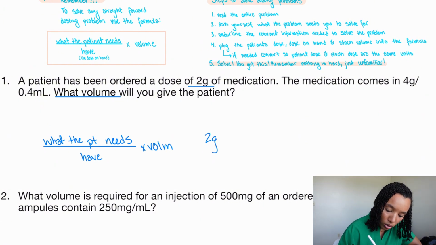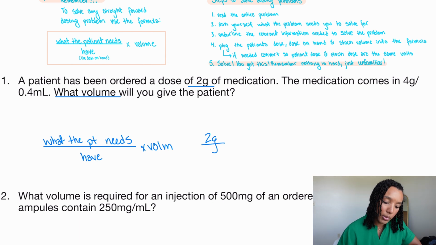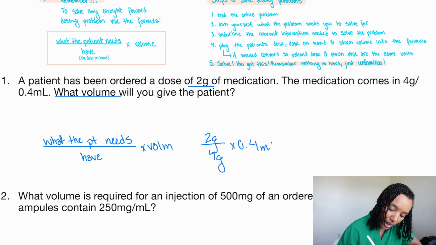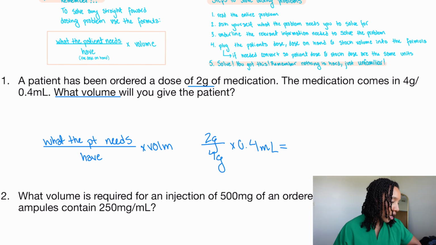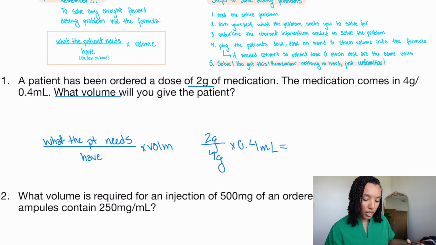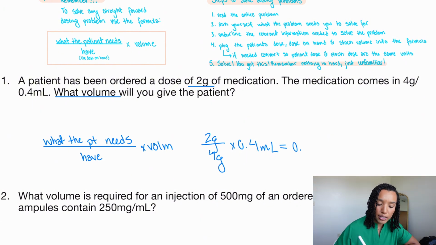Okay, 2 grams. Now the medication comes in 4 grams per 0.4 milliliters. Well, 4 grams is what I have, and my volume is 0.4 milliliters. So if I go ahead and plug this into my calculator, 2 divided by 4 times 0.4 is 0.2 milliliters.